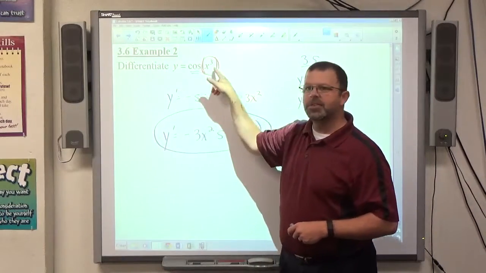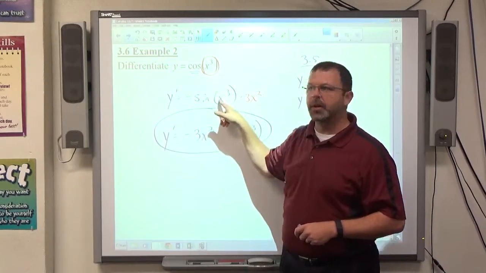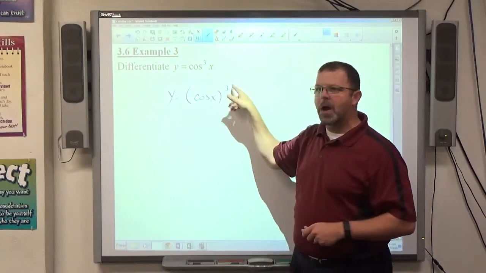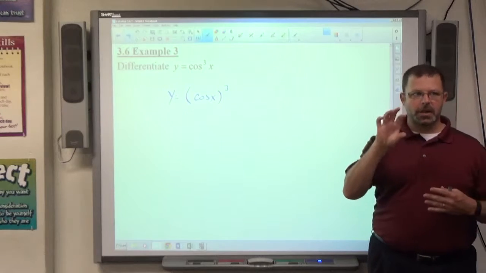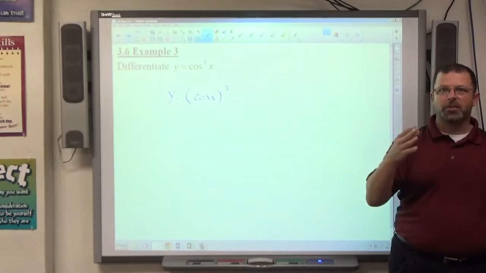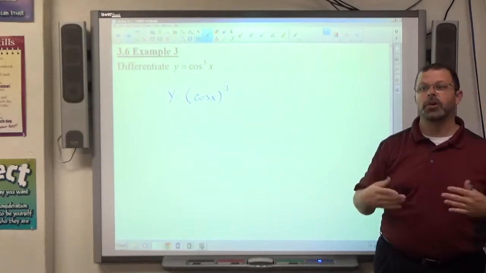This is cosine of something. So I'm going to do the derivative of cosine. This is something to a power. I'm going to do the power rule. So again, to establish what rule I'm going to use, replace the ugliness with the word something. Whatever is happening to the something, that's what rule you're going to use to differentiate.